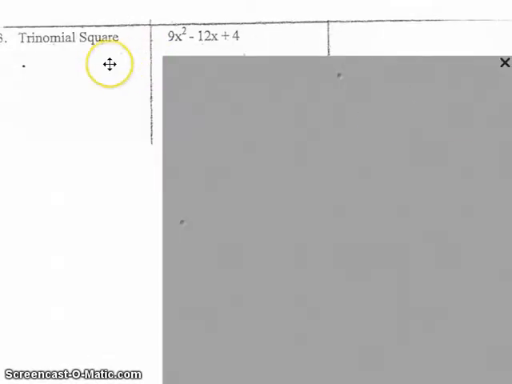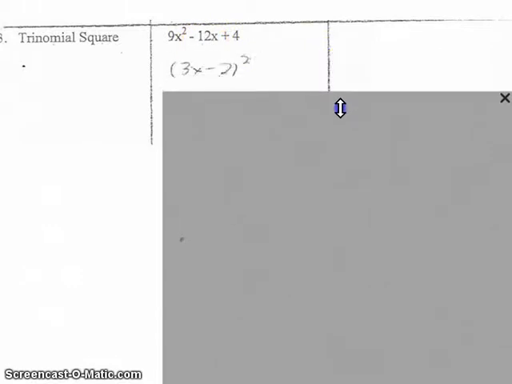Third example, trinomial square is the name for this situation here, where this left term is a perfect square, the right term is a perfect square, and the middle term is the square root of this, in other words 3x, times the square root of this, 2, so 3x times 2 is 6x, doubled. So that's 12x. When that's true, we had a rule about that, you might remember, which said that as a shortcut, this factored is that square root minus that square root, in parens, squared. And the reason this middle value here is a minus is because that was a minus. If that had been a plus, that would have been a plus.